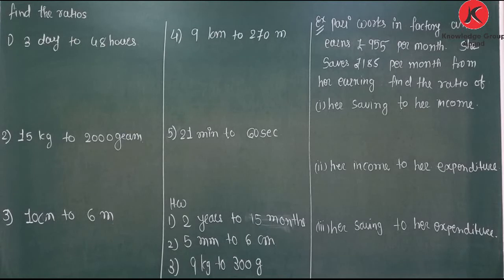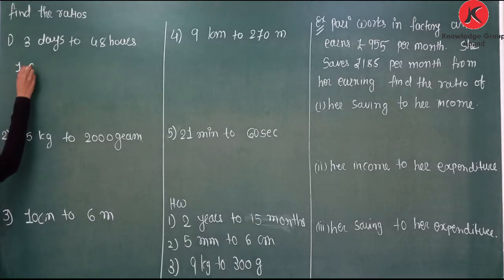Now let's take some more examples in which we need to find the ratios. Again, ratio means we need the same unit for both quantities. So here, first, 3 days to 48 hours. One unit is in days and one unit is in hours. So first we need to convert days into hours or hours into days. Which unit will we convert? We will convert days to hours.